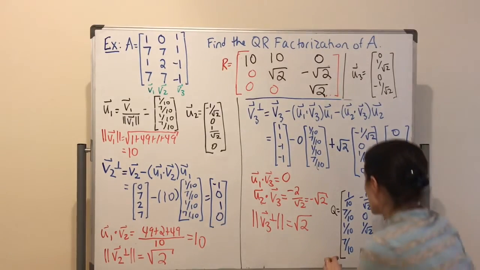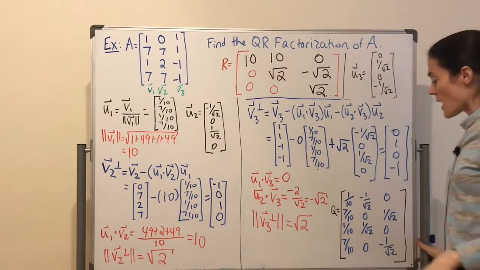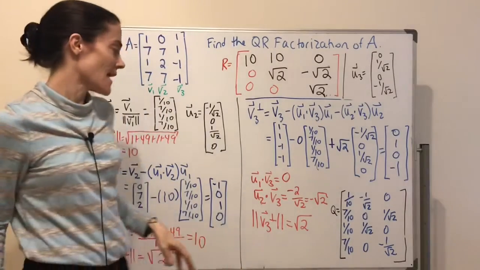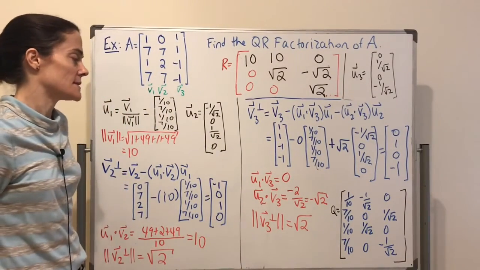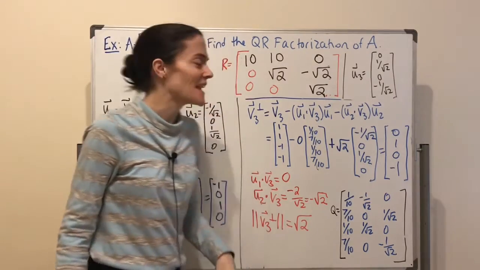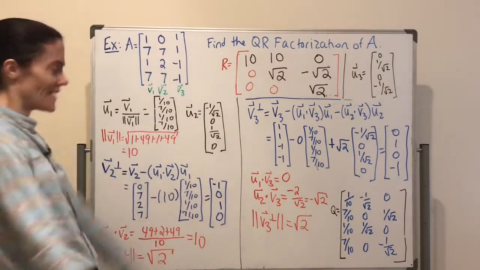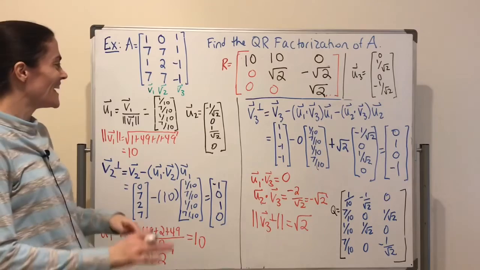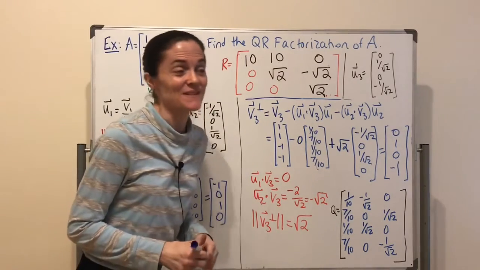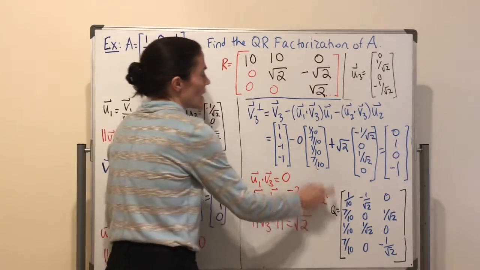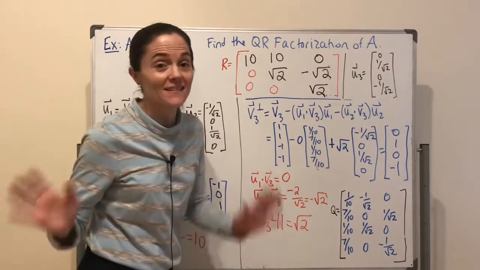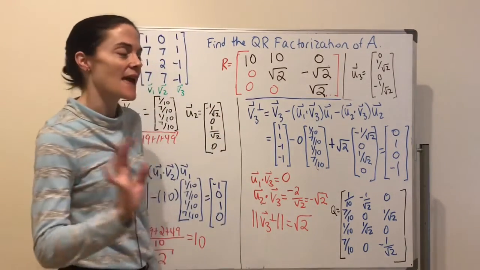And you see, you could take any two columns in Q and take their dot product, and you will get 0. And similarly, the length of each column is 1. Okay, so it's very color-coded, but it's also a lot of calculation. But we have found Q, and we have found R. We have found the QR factorization of A.